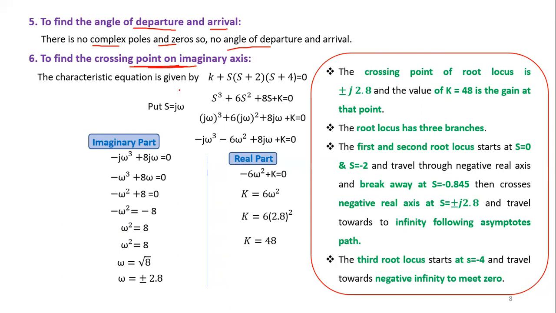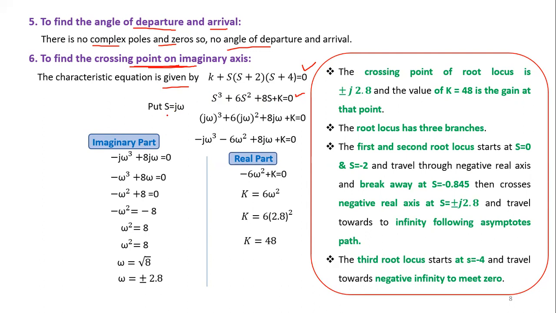How do we find it? From the characteristic equation, which we already know: K plus S into S plus 2 into S plus 4 equals 0. Now in this characteristic equation, we convert the polynomial for easy simplification: S cube plus 6S square plus 8S plus K equals 0. This is the characteristic equation.